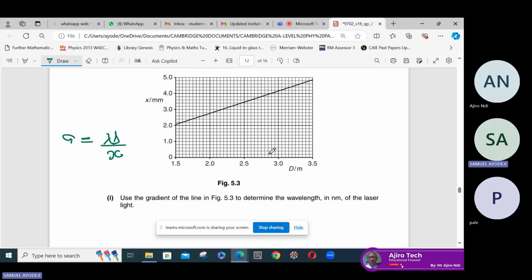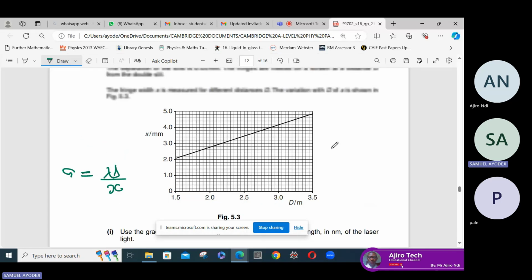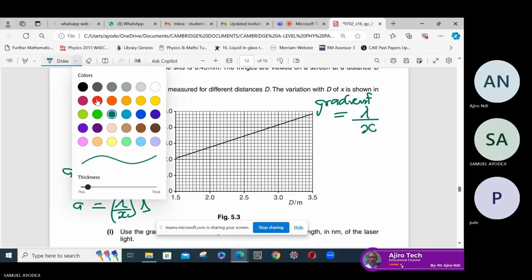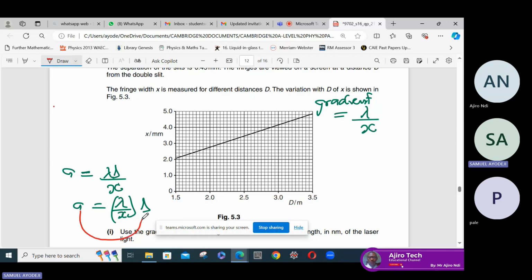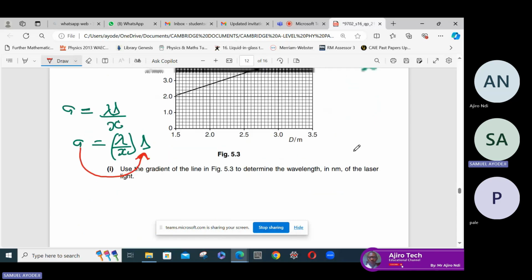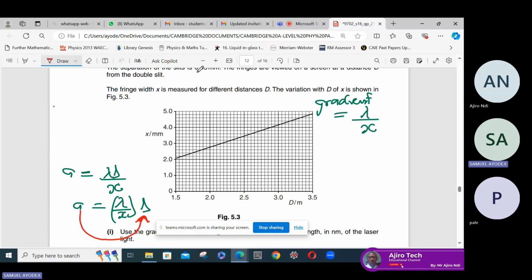So if you look at this formula, how can we plot X against D? You are plotting X against D, meaning that X is the variable, then D. So the gradient in this case is equal to lambda over A. Are we together? That's the gradient, because if you plot this against this, this will be the gradient. Fine. So you use the gradient to determine the wavelength in nanometer. So let's determine the gradient.